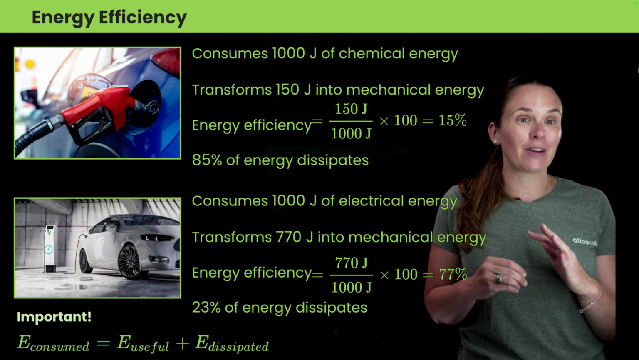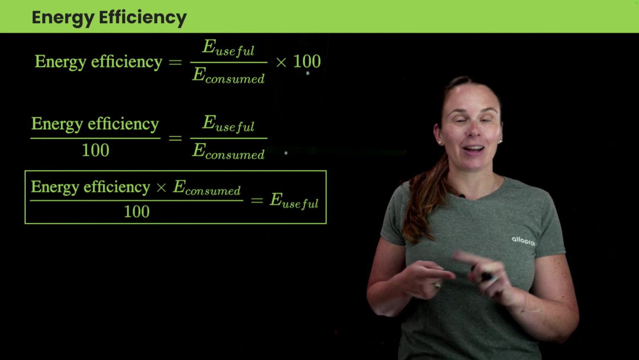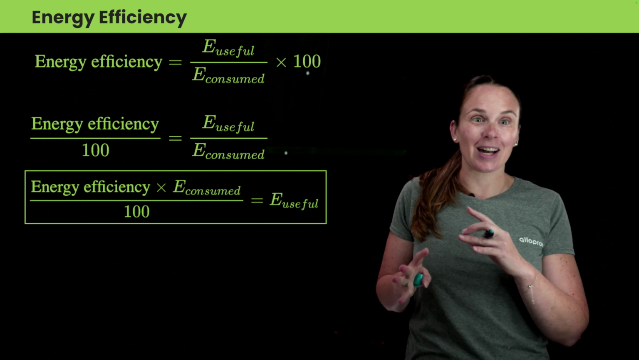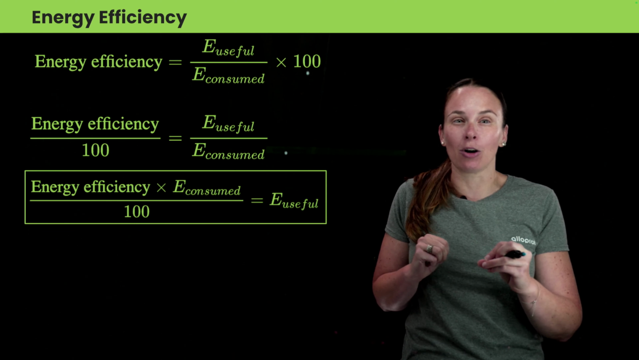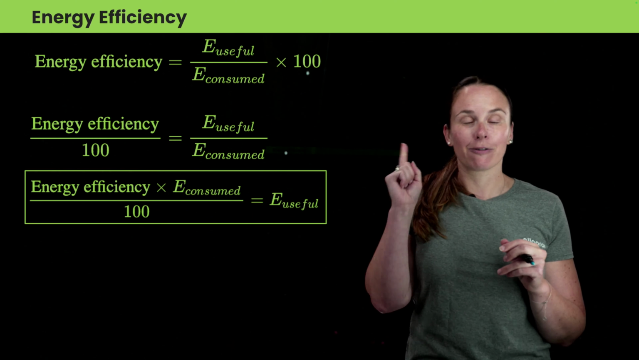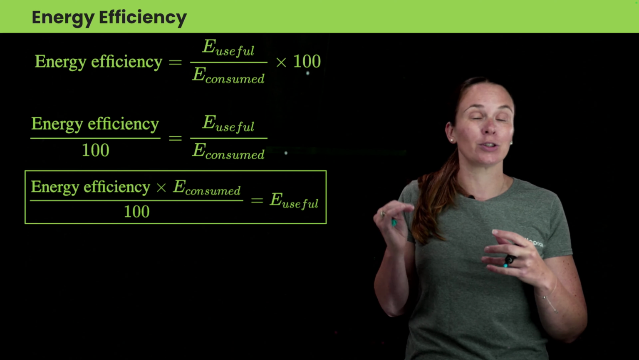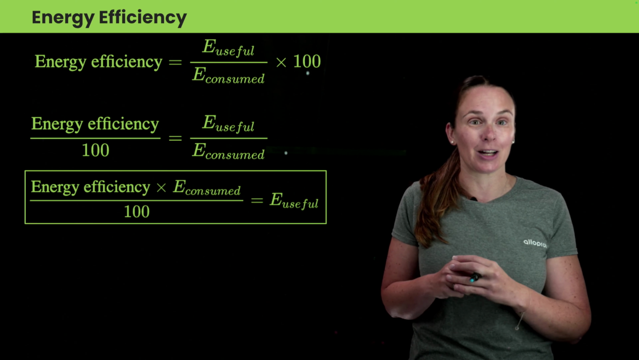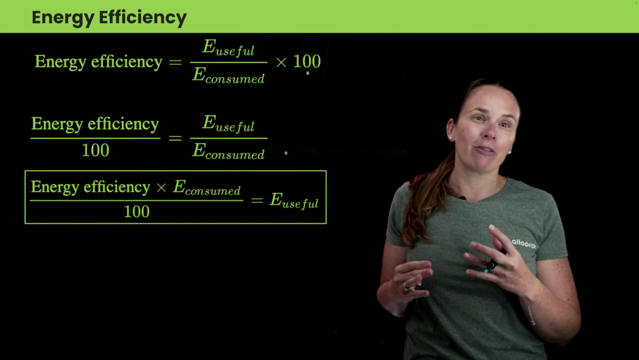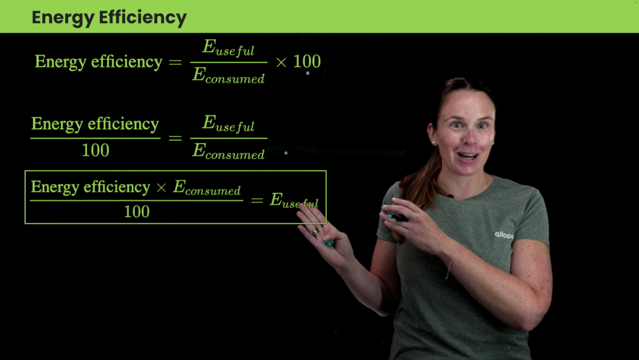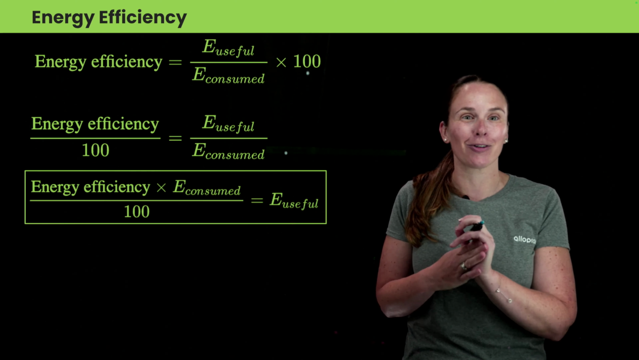As you can see, we have 3 variables in here: energy efficiency, useful energy, and consumed energy. We need to know how to work this formula so we can solve for any one of those. The first one that we did was energy efficiency. That's how we find it: useful divided by consumed times 100. Now what happens if we want to find useful energy? Well, we have to move everything over to the other side of the equal sign so that we can solve for useful energy. We need to isolate that useful energy variable.